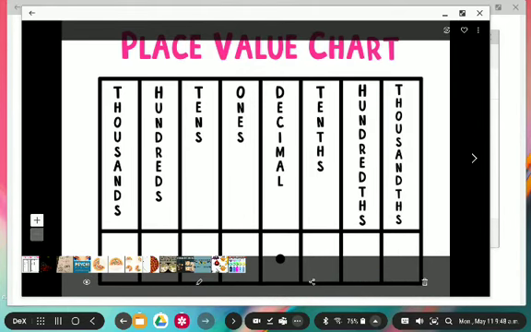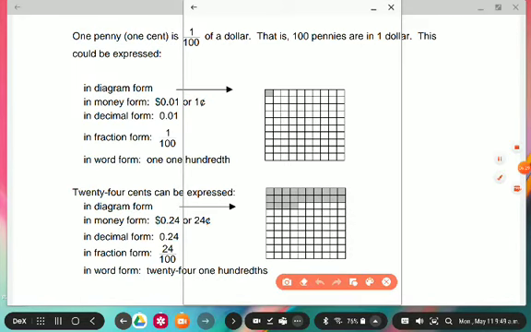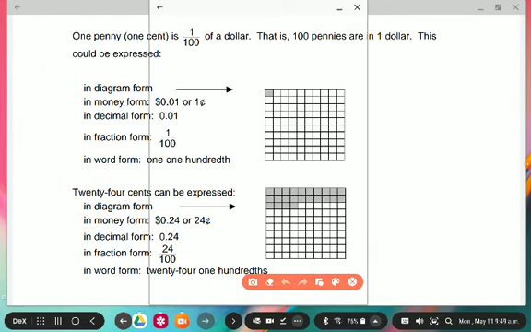So if we go back to our chart right here, we have the same decimal point, and just right over here is 0.01 or 1 cent.